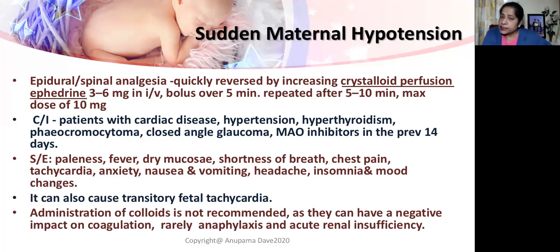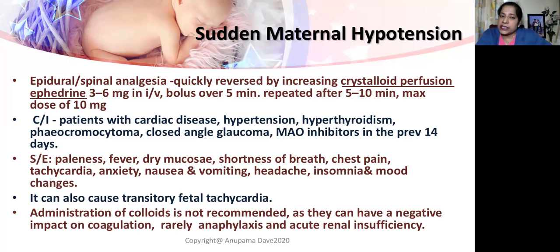Now, another reversible condition in which there could be fetal hypoxia is sudden maternal hypotension. Many women are being given regional analgesia for pain relief at the time of labor. So, during that time, if there is sudden hypotension, it can be quickly reversed by increasing crystalloid perfusion. If it does not reverse by that, we can give ephedrine 3 to 6 milligrams in an IV bolus over 5 minutes. It can be repeated, maximum of 10 milligrams.